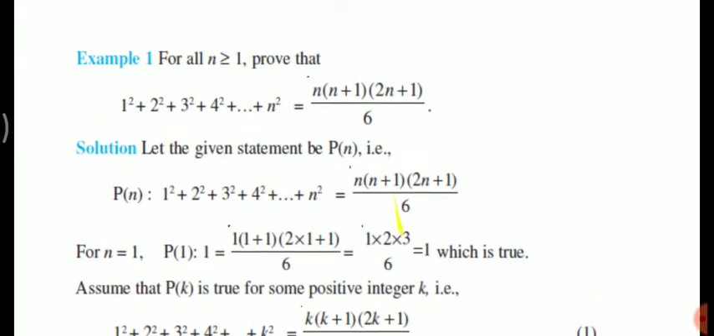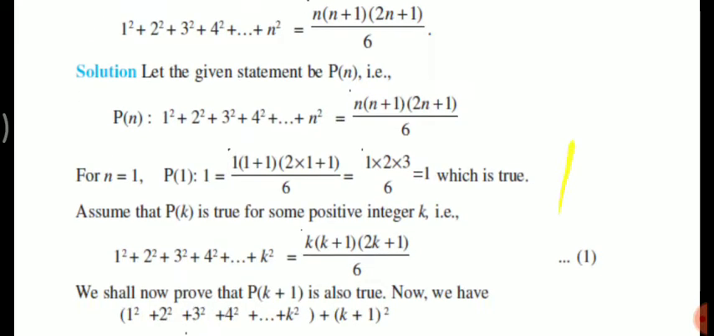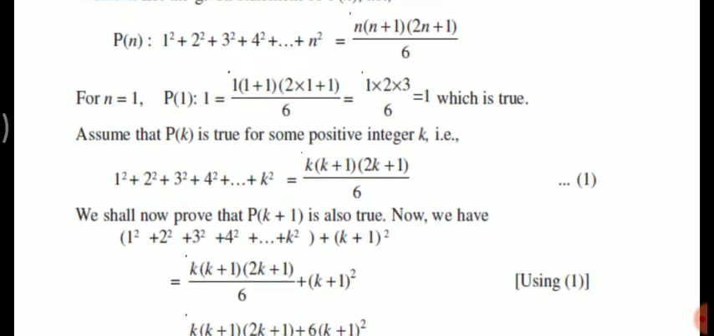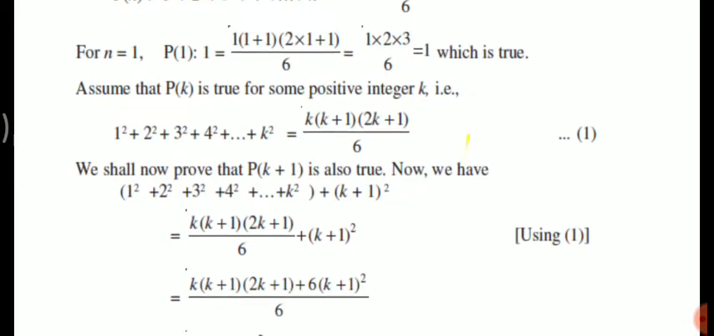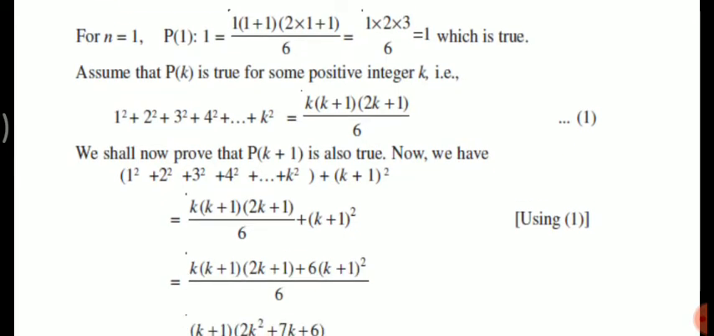Fine. Next, look at one more example. It is 1 square plus 2 square plus 3 square up to n square, that is n times (n plus 1) times (2n plus 1) by 6, the well known formula of the sum of squares. First of all we say that P(1) is true. We check P(1): left hand side and right hand side are both equal. Now we say that for n is equal to k this statement is true, so 1 square plus 2 square up to k square is k times (k plus 1) times (2k plus 1) by 6.